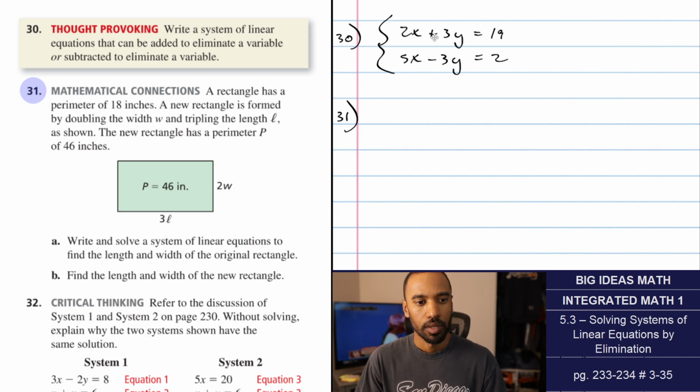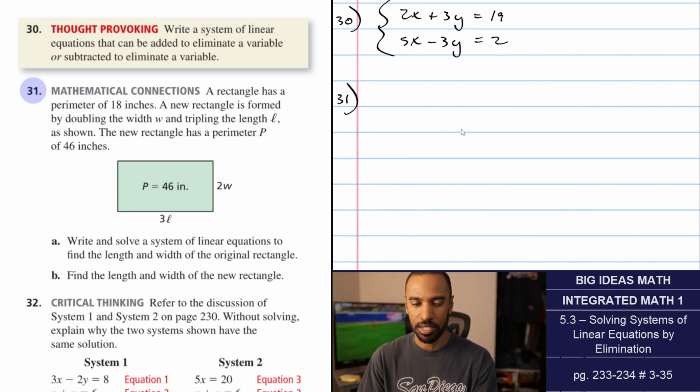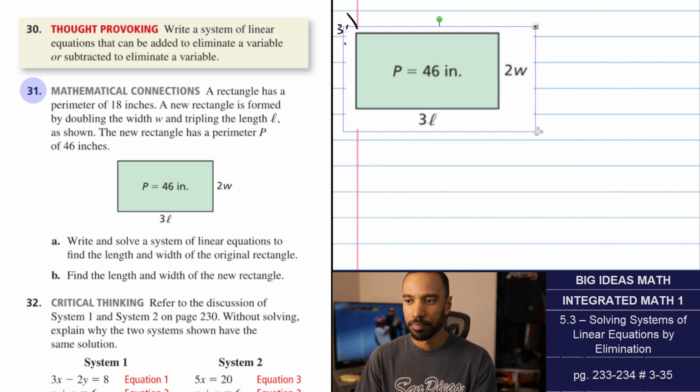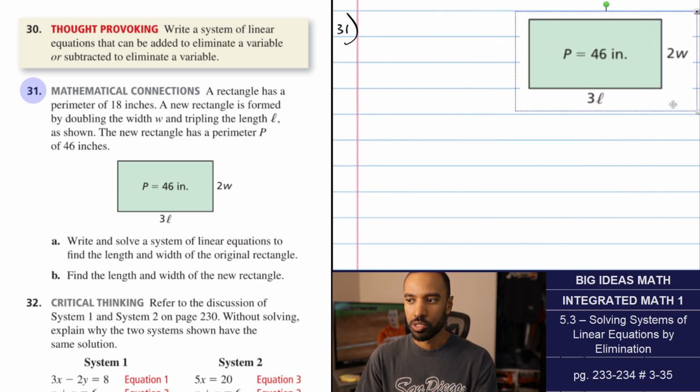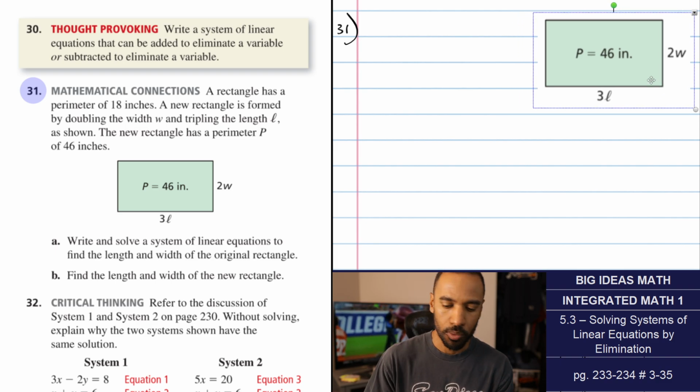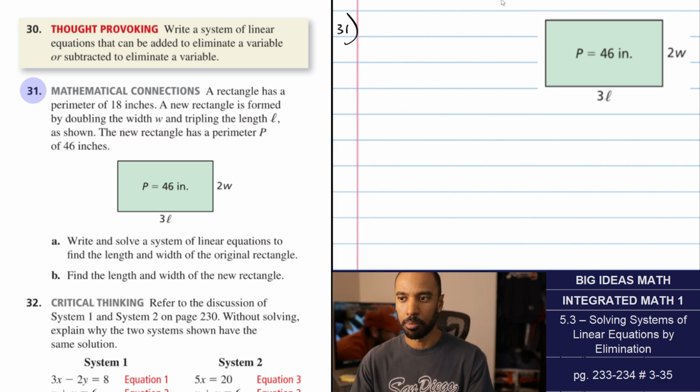Number 31. Mathematical connections. A rectangle has a perimeter of 18 inches. A new rectangle is formed by doubling the width, W, and tripling the length, L, as shown. The new rectangle has a perimeter P of 46 inches. I need to reread that and make sense of it, because they said they doubled. Okay, so this one shows the things after you double and triple them. But there was an original rectangle with just W and L before being tripled and doubled.